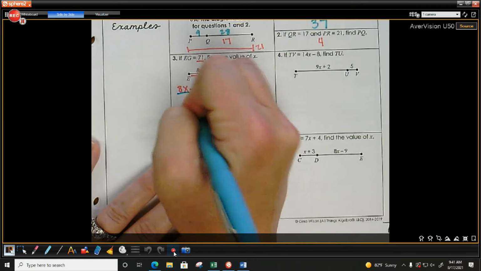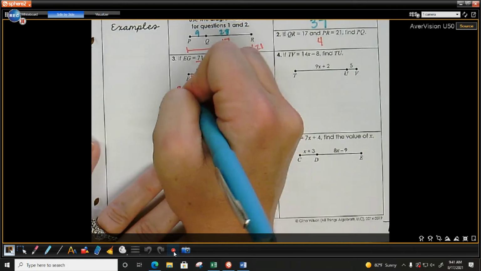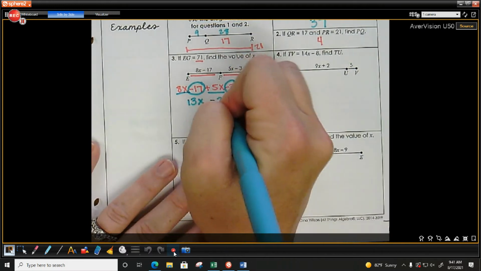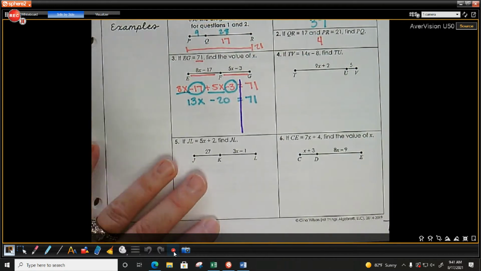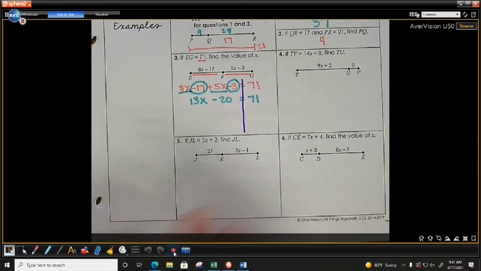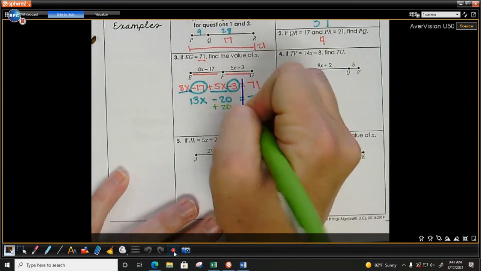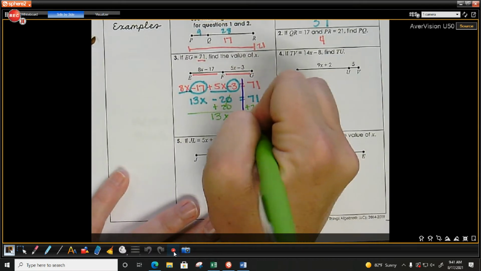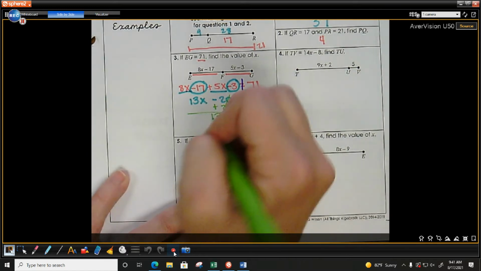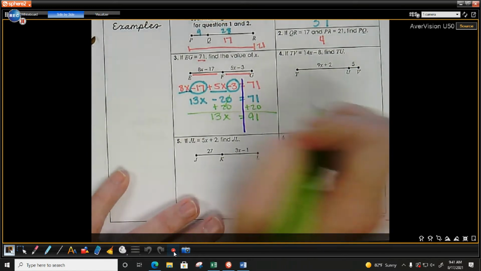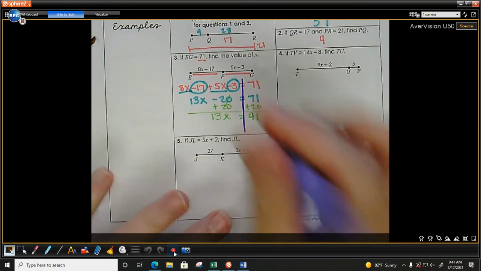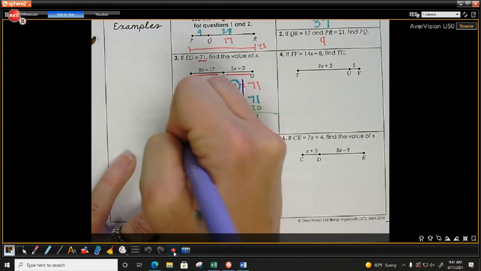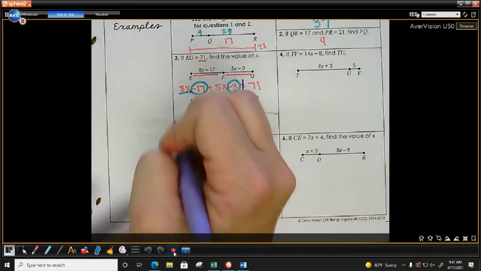13x. Negative 17 minus 3, negative 20 equals 71. What do I do next? Add 20 on both sides. Okay, then what do I do? 13x equals 91. Okay, then what do I do? Divide by 13. And I get x equals 7.